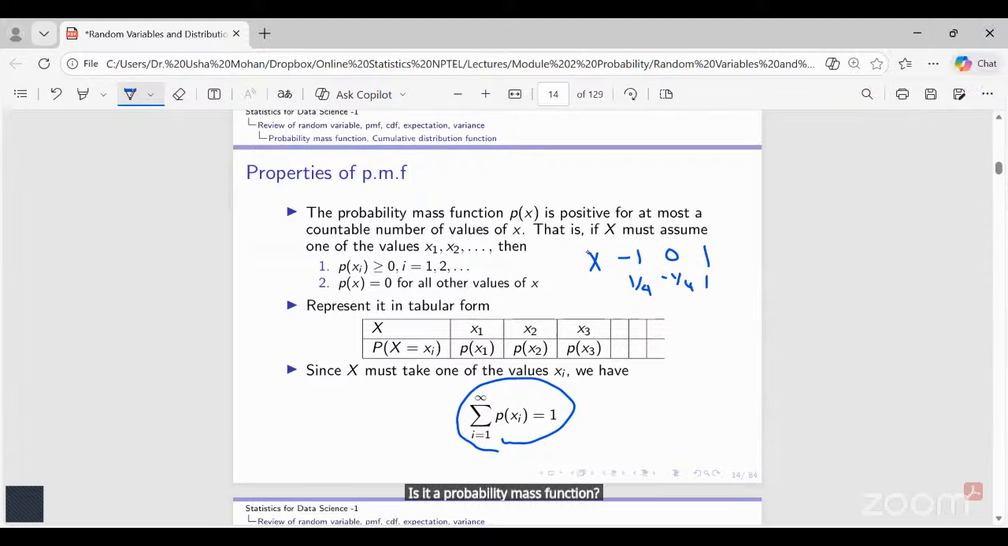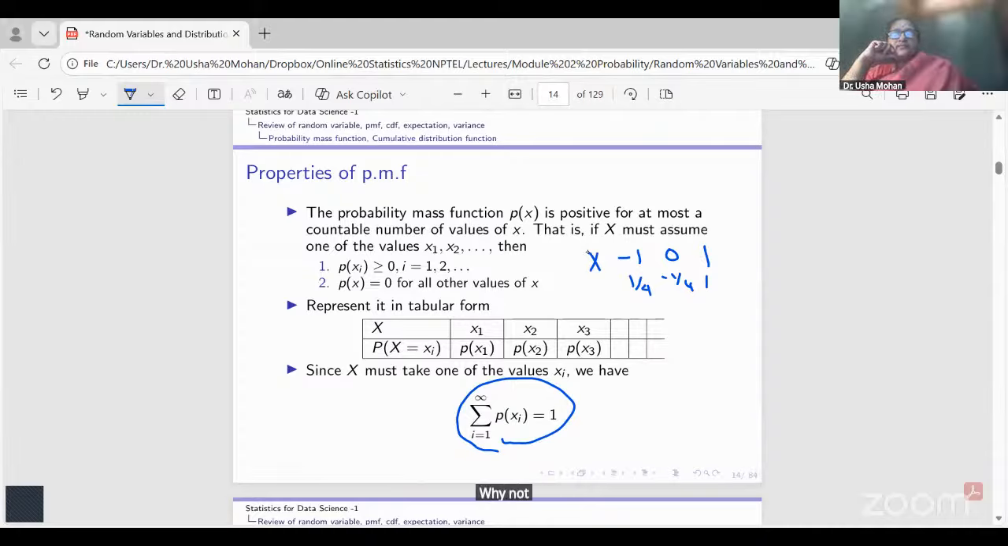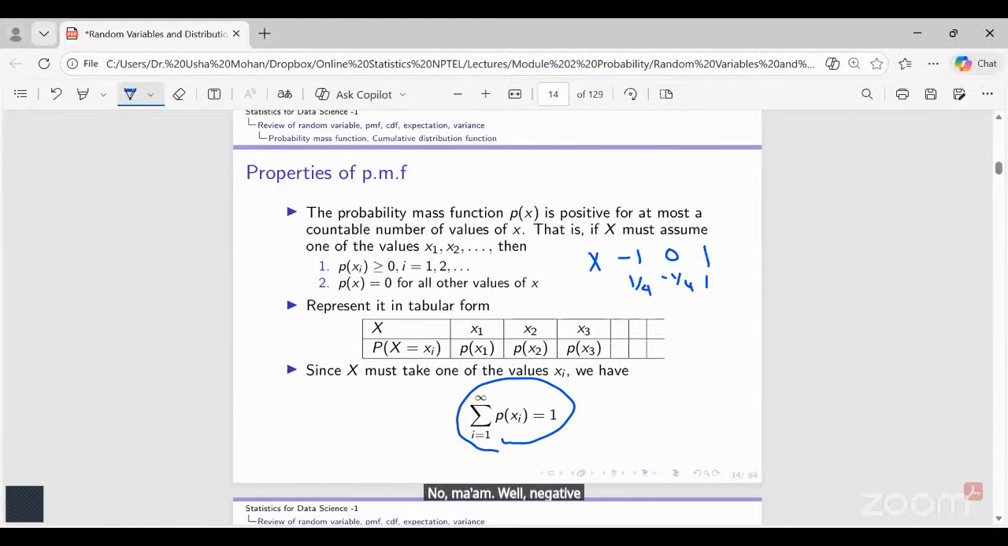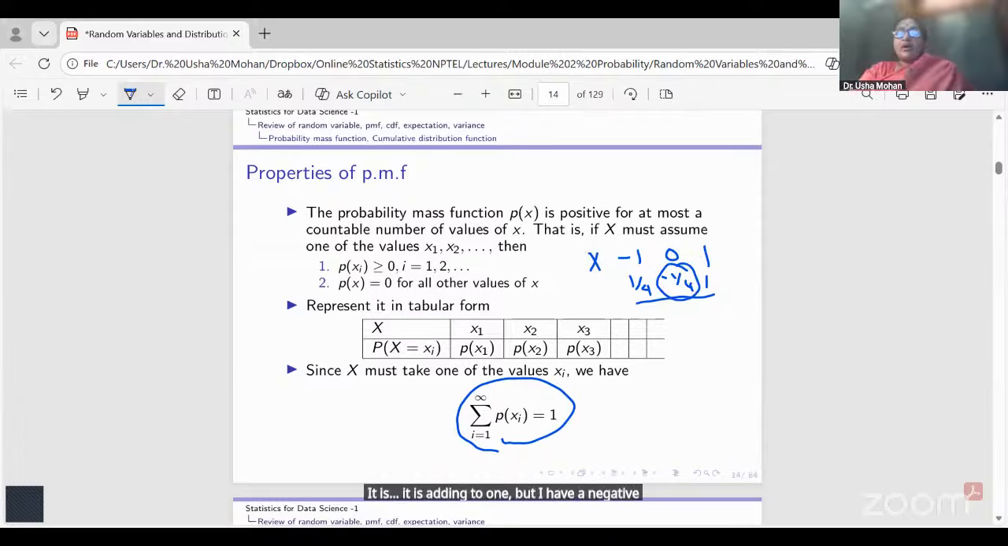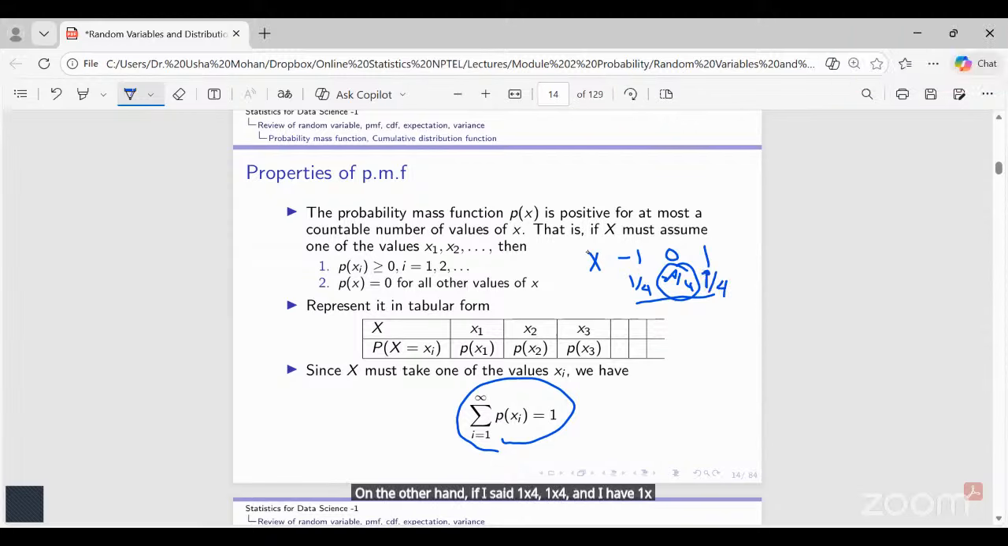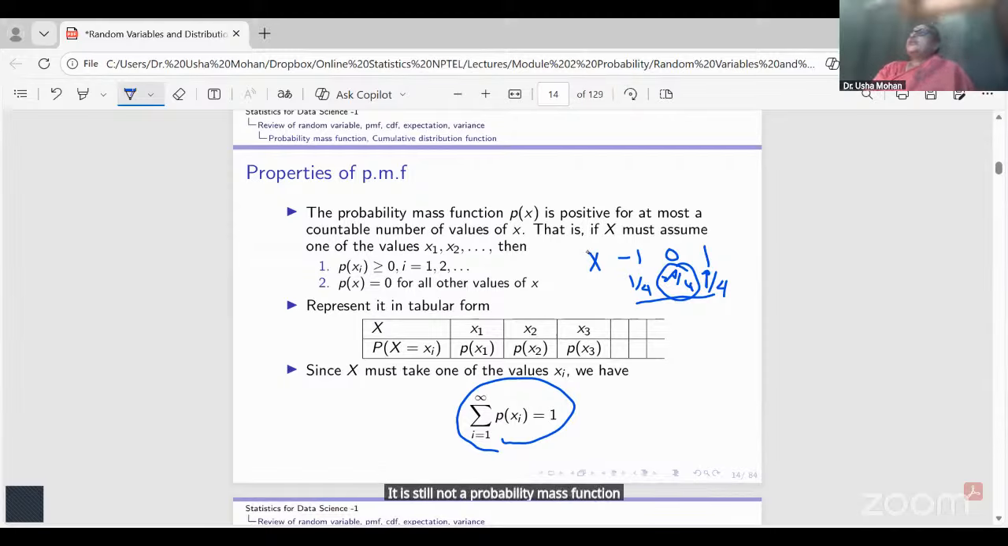No, ma'am. Why not? Negative value. It is adding to 1, but I have a negative value. On the other hand, if I said 1 by 4, 1 by 4, and 1 by 4, it is still not a probability mass function because it is adding to 3 by 4, whereas it should add to 1.